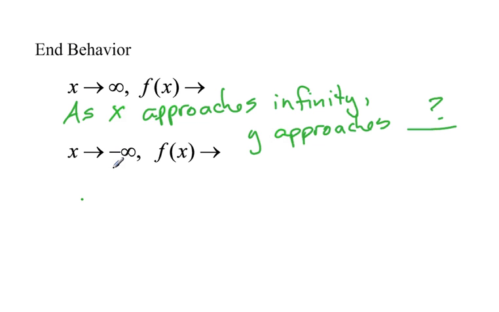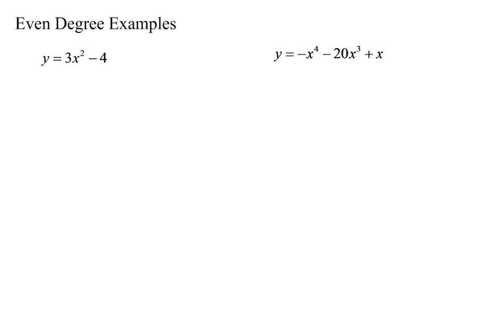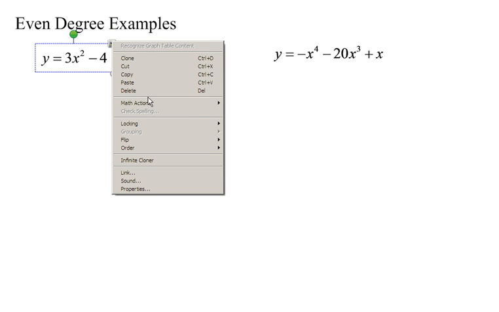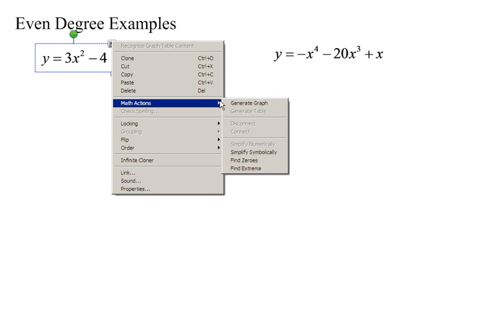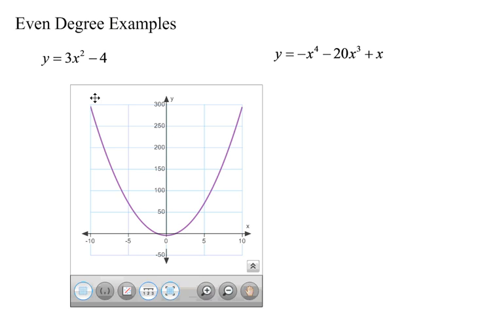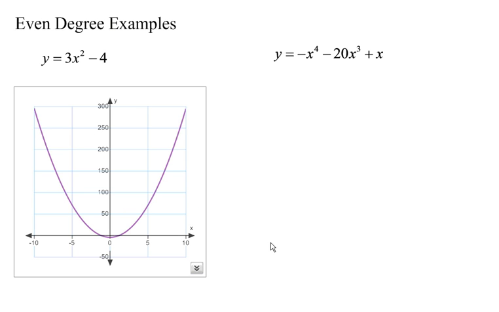This next line just says as x approaches negative infinity. Same idea. All right, so let's take a look at a couple examples. And we're going to grab the graphs of each of these and take a look at what happens. So if I go in here and I generate a graph of this function, I'm going to just drag it over here, we can see that we've got an even degree. And as x approaches infinity, we can see that this is heading up as well. So as x approaches infinity, f of x also approaches infinity.